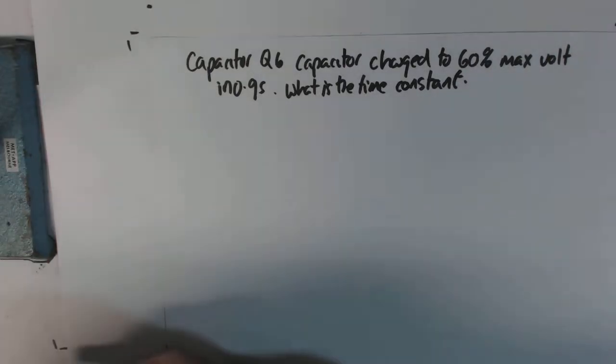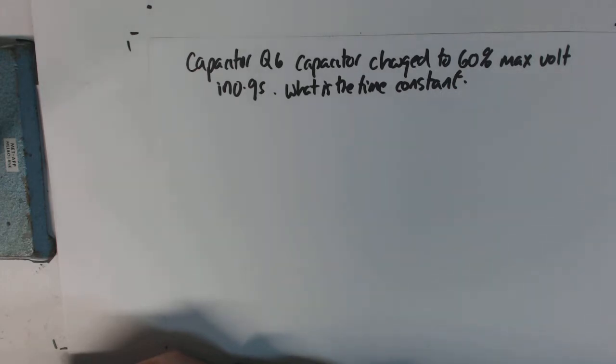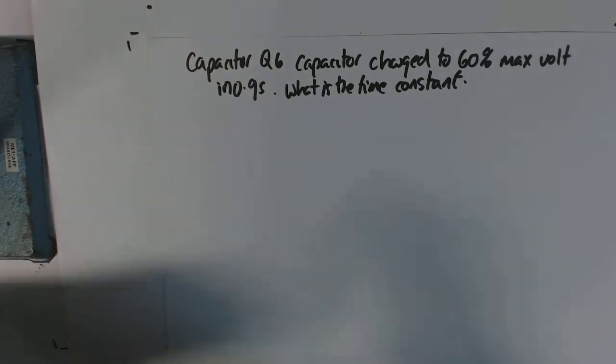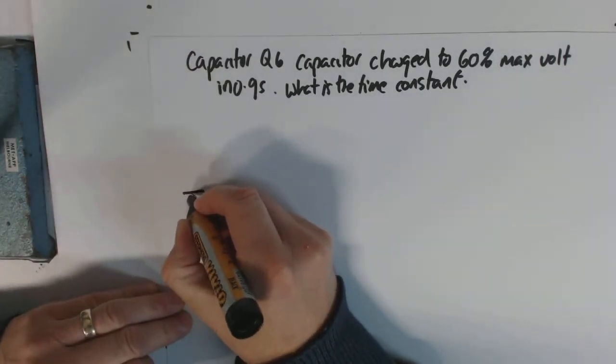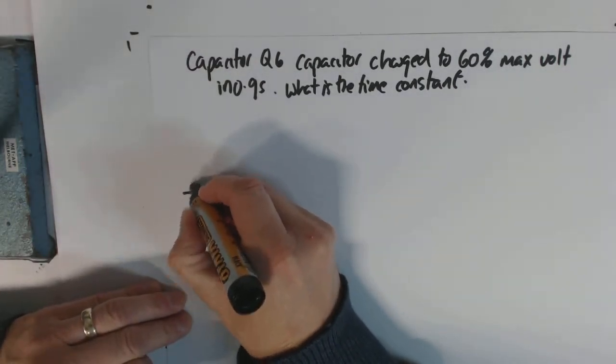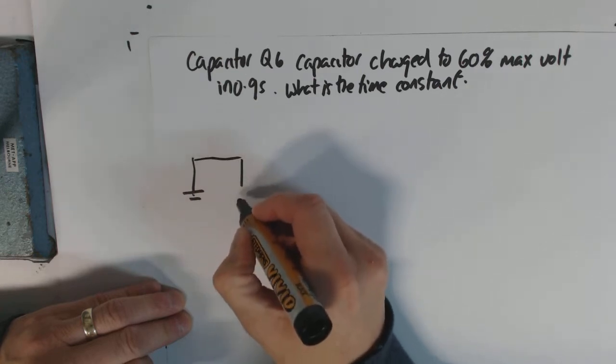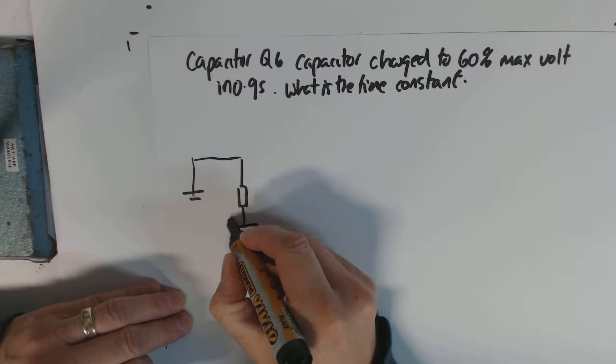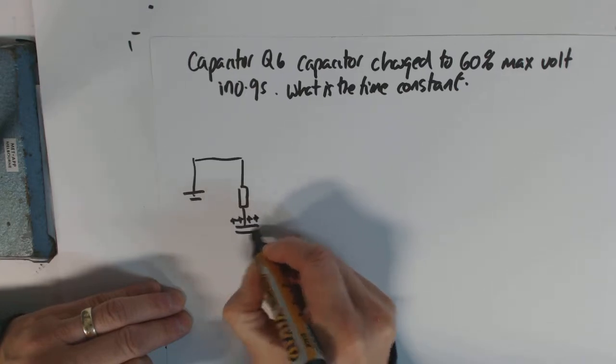Okay, this is question number 6. It's where we've got a capacitor charged to 60% of its maximum voltage in 0.9 seconds, and they want to know what the time constant is. So for these ones, you need to know the formula for that charging thing so you can work it out exactly. And if you don't, go back to my little video on the functions for the charging and discharging curves.